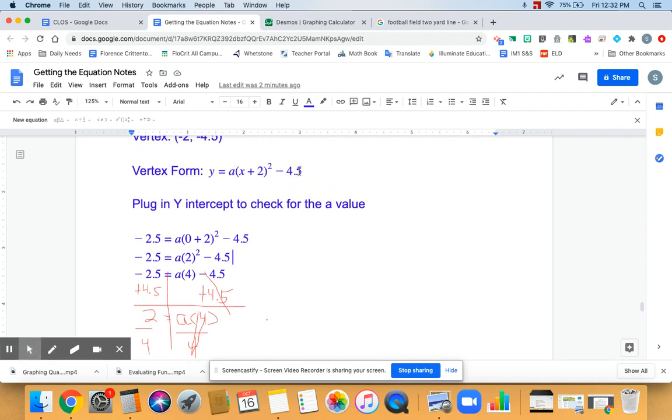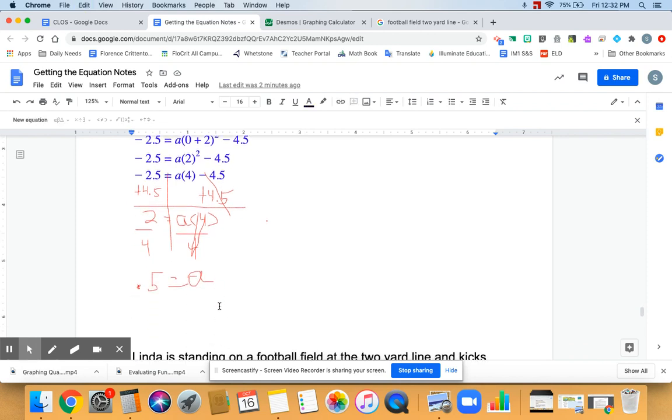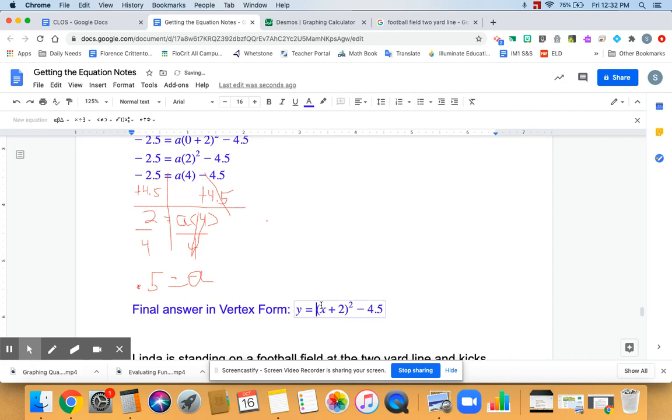So my final answer in vertex form is going to be, instead of an a in front, a 0.5. Then this is the equation of that table. And remember, I could replace the y equals with f of x.